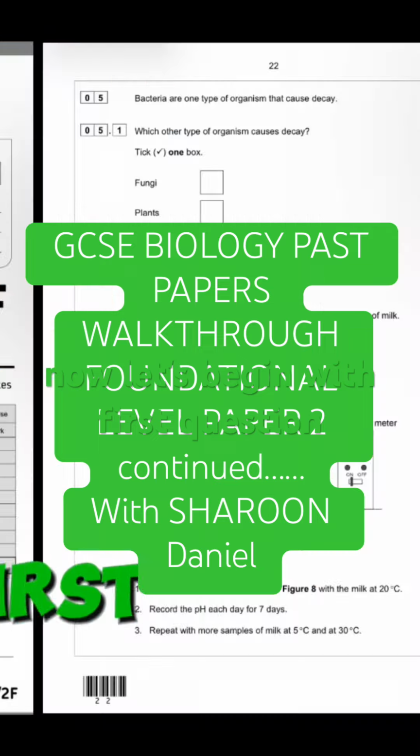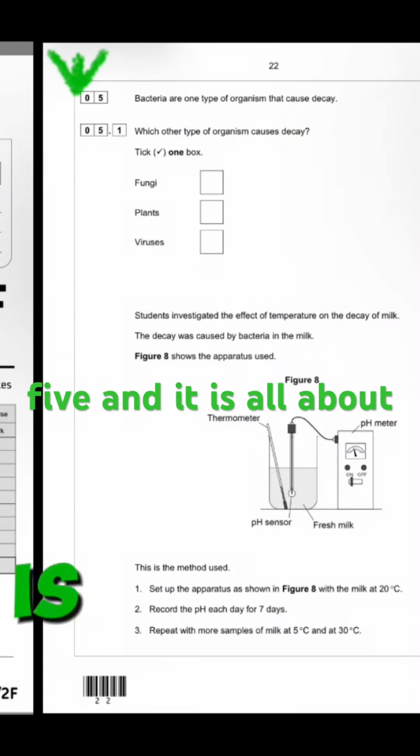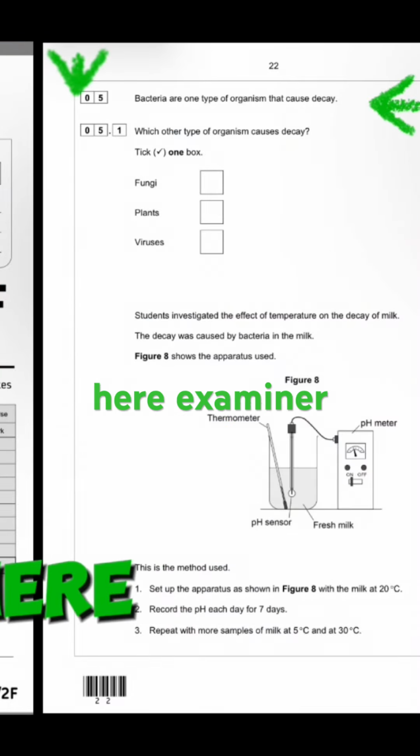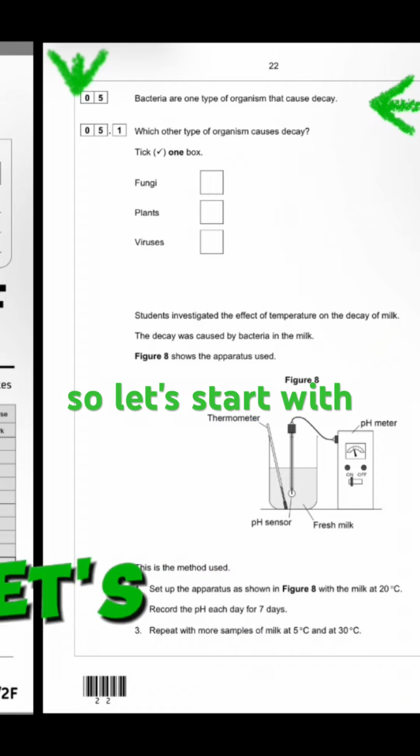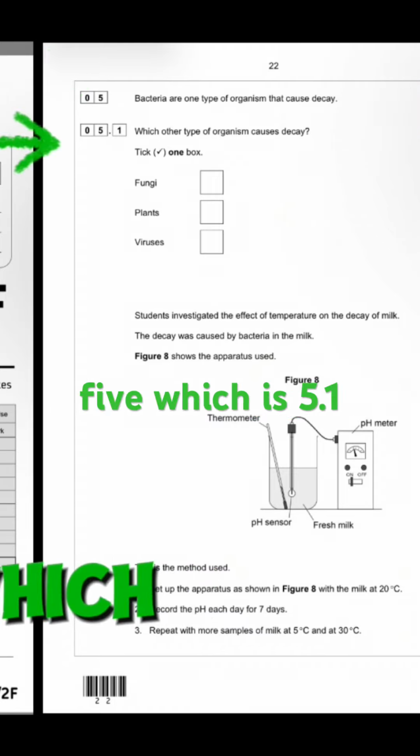Now let's begin with the first question, which is question 5, and it is all about decomposition and decay. Here the examiner is interested in checking your knowledge rather than just memory recall. So let's start with the first part of question 5, which is 5.1.